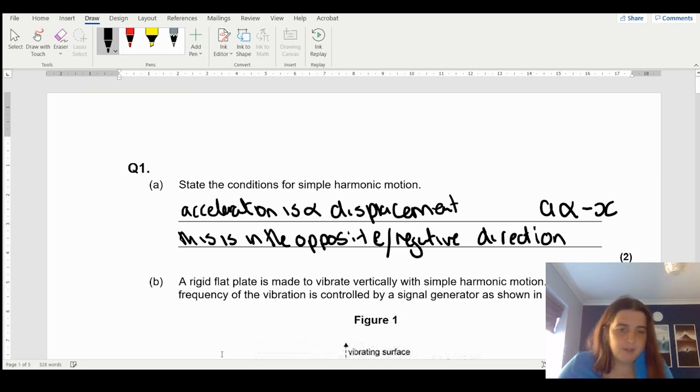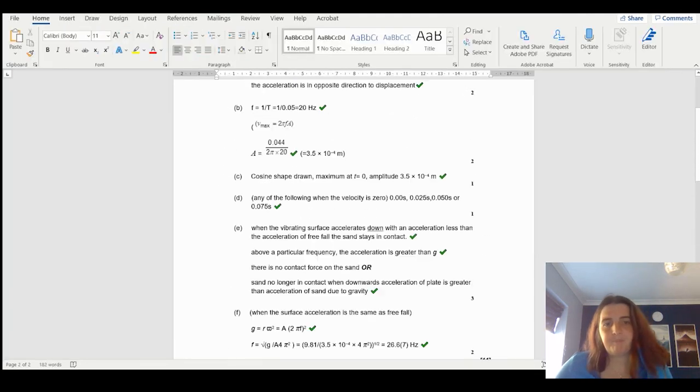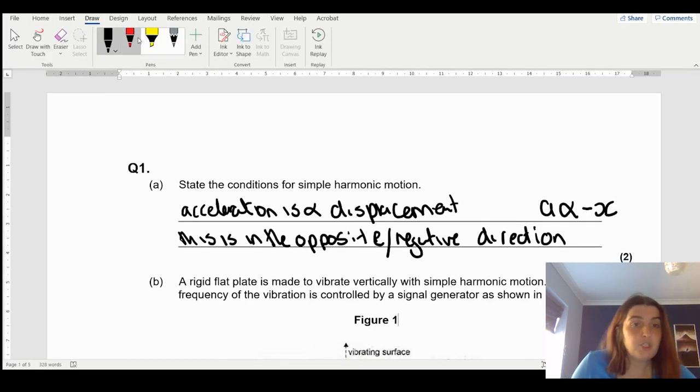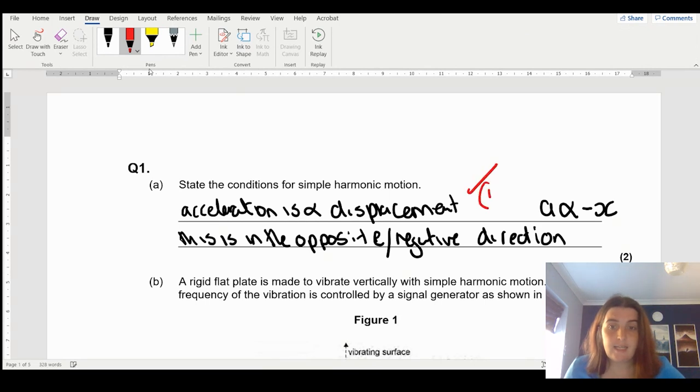And that's worth 2 marks. We're just going to grab the mark scheme here. So SHM is when acceleration is proportional to the displacement, and the acceleration is in the opposite direction to the displacement there. So you get 2 marks. You get 1 for saying this here and 1 for this here.